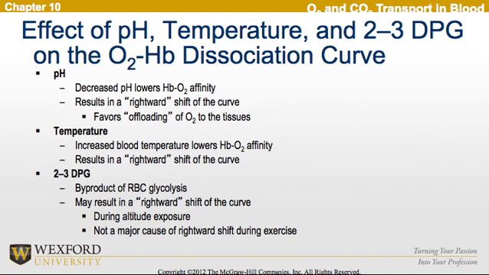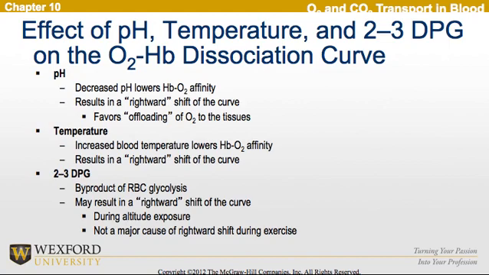Now, if we examine the effect of pH, temperature, and 2,3 DPG on the oxygen-hemoglobin dissociation curve, we see that pH decreases and lowers the hemoglobin-oxygen affinity. This results in a rightward shift of the curve and favors offloading of the oxygen at the tissues.